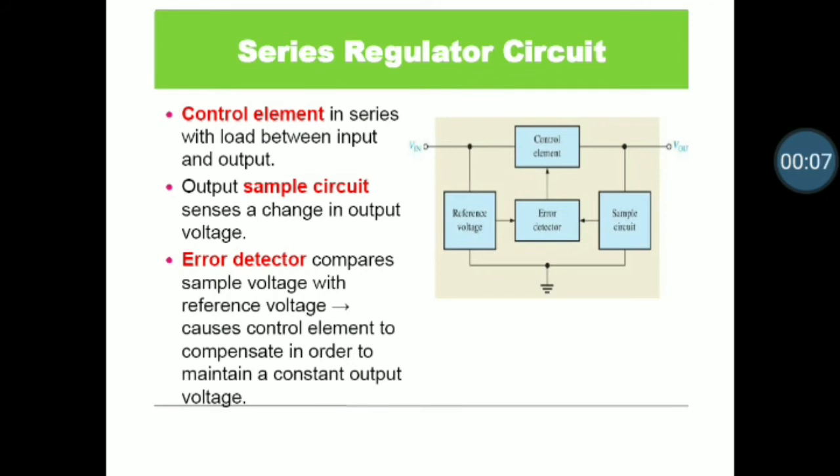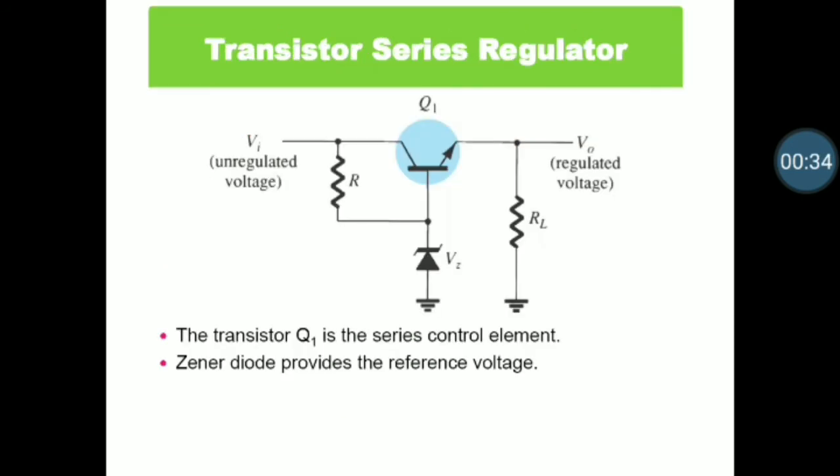So the position of the control element is very important. In the series regulator circuit, the control element is in series with the load between the input and the output. The output sample circuit senses the change in the output voltage, whereas the error detector compares the sample voltage with the reference voltage and causes the control element to compensate in order to maintain a constant output voltage. Here the control element is a transistor, in series with the input and the output voltage.